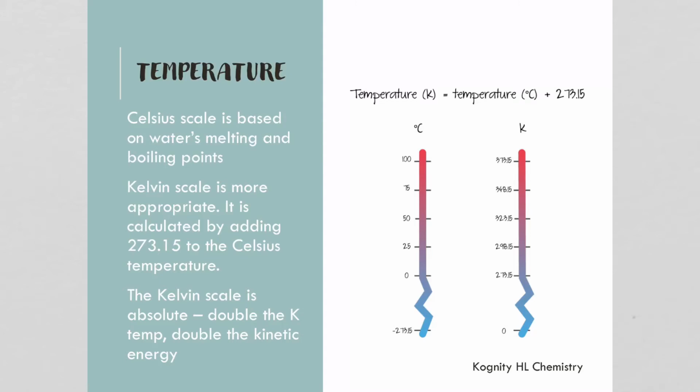Each Kelvin and each Celsius degree increase by the same factor. But the Kelvin scale is an absolute scale. So if you double the Kelvin temperature, you're doubling the kinetic energy. So it tells us much more about the gas's behavior if we use the Kelvin scale. So if you look at the scale over here, this is our Celsius scale. 0 Kelvin is equal to negative 273 degrees Celsius. 0 Celsius is 273.15 Kelvin. And then as you increase it, they increase by the same factor.